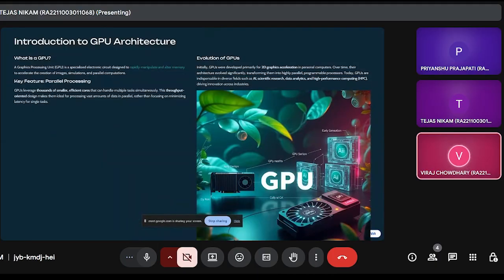Introduction to GPU Architecture. What is a GPU? A graphic processing unit is a specialized electronic circuit designed to rapidly manipulate and alter memory to accelerate the creation of images, simulation, and parallel computations. A GPU leverages thousands of smaller, efficient cores that can handle multitasking. This throughput-oriented design makes them ideal for processing vast amounts of data in parallel rather than focusing on minimizing latency for single tasks.